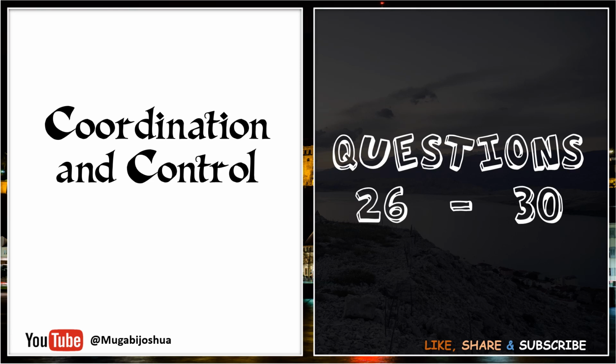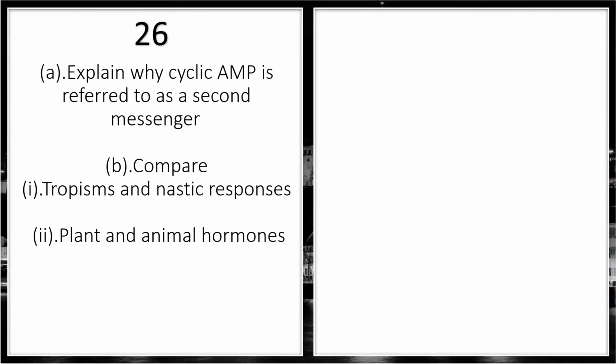Question 26 to 30. Why is cyclic AMP referred to as a second messenger? Part B, compare tropism and nastic response. Roman number 2, plant and animal hormones.